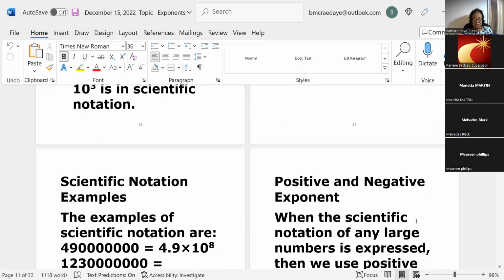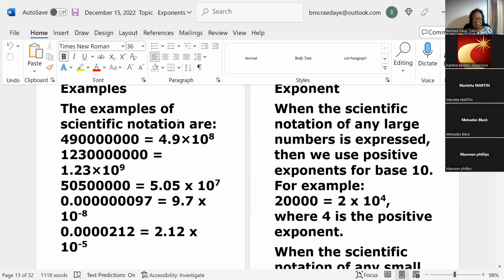Now, let's just look at some examples. Here's a very big number. That's like 490 million. So your decimal point is behind that last zero, and you move it between the 4 and the 9. So that becomes 4.9. And you just count the digits. 1, 2, 3, 4, 5, 6, 7, 8. And your exponent is 8.